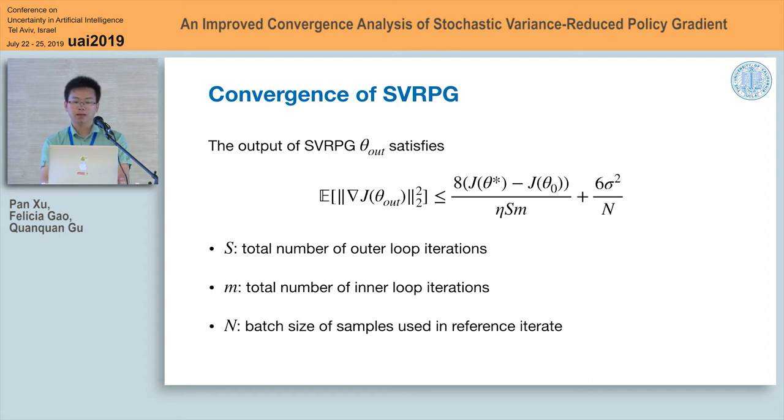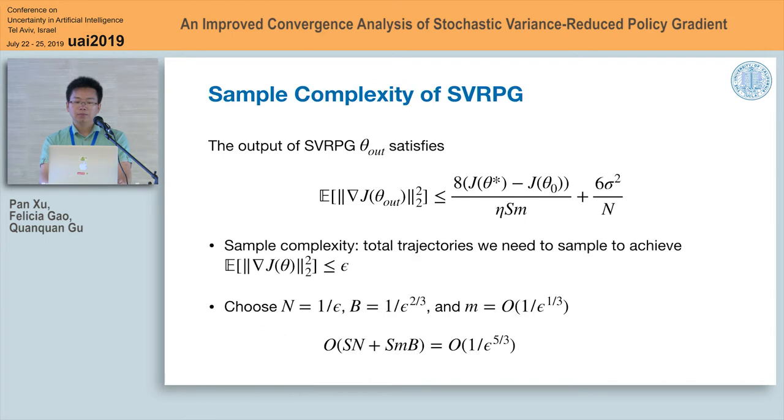Based on this argument, we can remove the additional dependency on the mini batch size B, and in this way, we can prove that the convergence of the SVRPG is like this. So in this way, we can free our choice of the inner batch size of the algorithm. That means we can choose a smaller batch size in each iteration within the epoch.